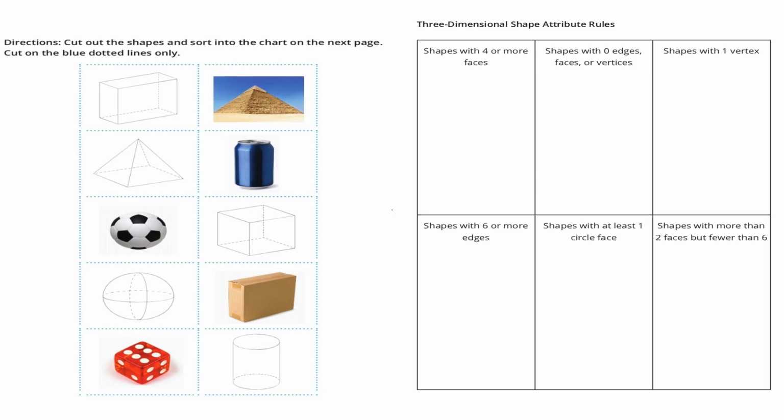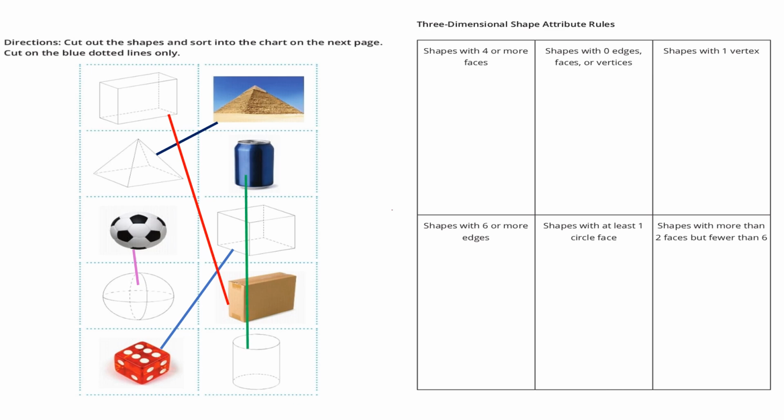Now we can't cut it in this PowerPoint, so we can match each shape with its real object. Number 1, our rectangular prism. It's like this box, so we can match it. Our square-based pyramid, it's like the Giza pyramid. Our ball, it's like a sphere. Our cube, it's like this dice. And our cylinder, it's like our soda can.